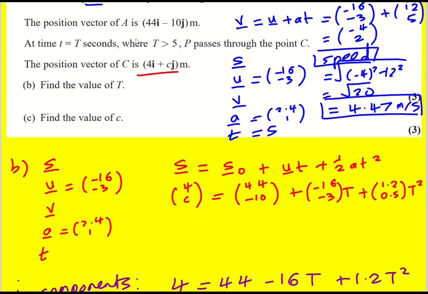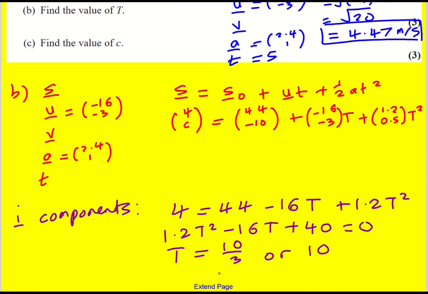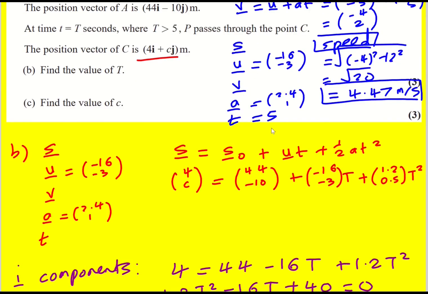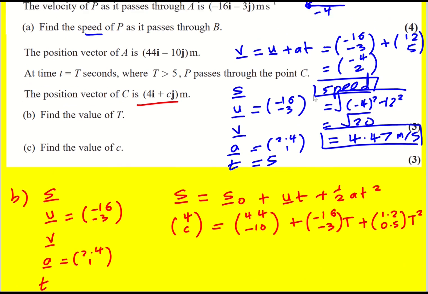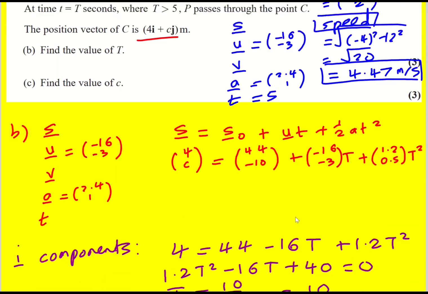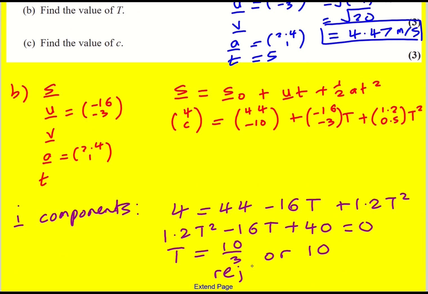But we are told that t is greater than 5, so I'm going to reject that one. Although the position vector has that i component at 10 over 3, it's not in the same place necessarily because the j component could be different. But in any case, we're just going to reject it, and t is equal to 10.